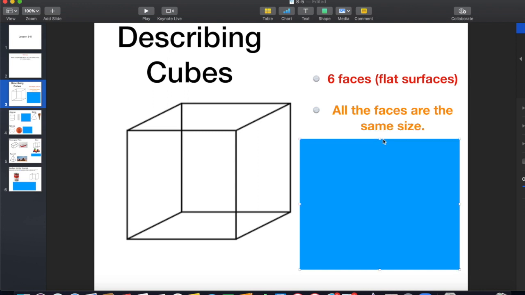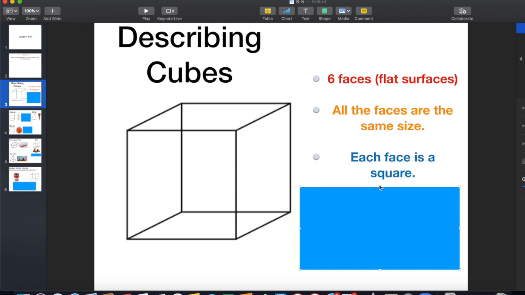All the faces on the cube are the same size. Each face is a square. So a cube is special because it's made up of all faces that are squares.